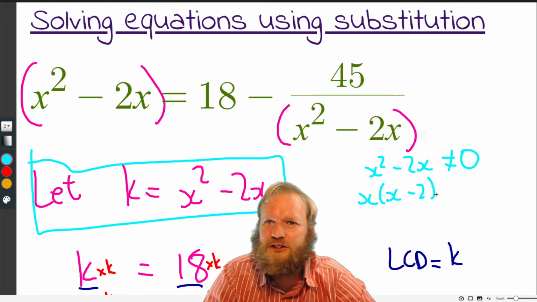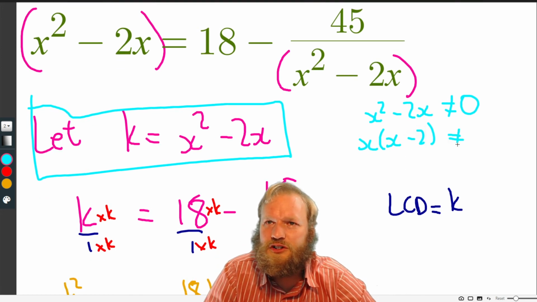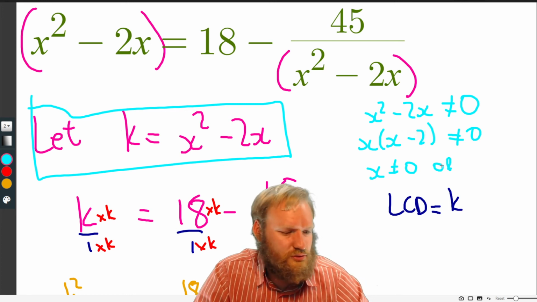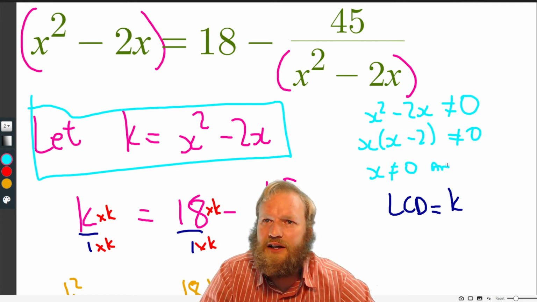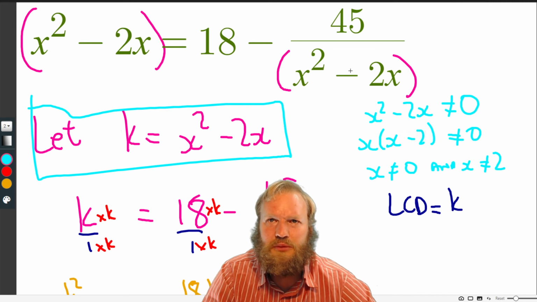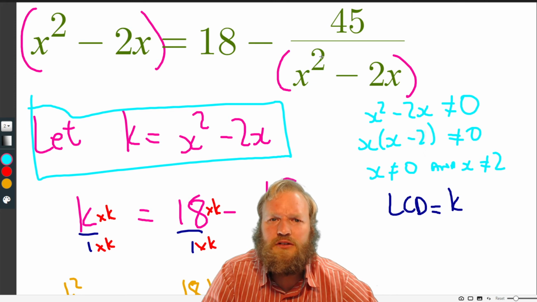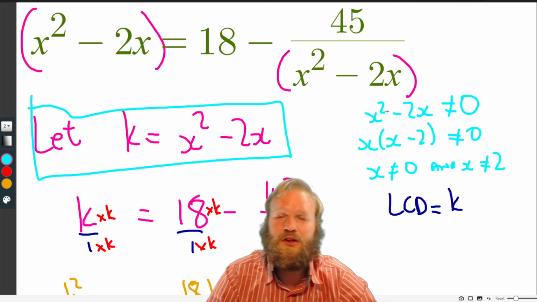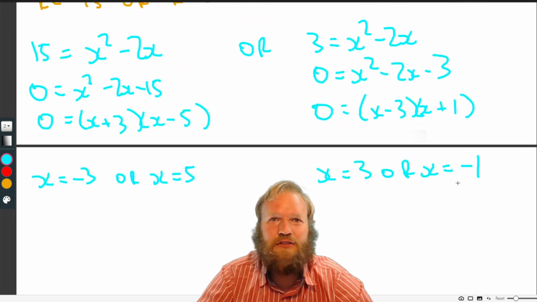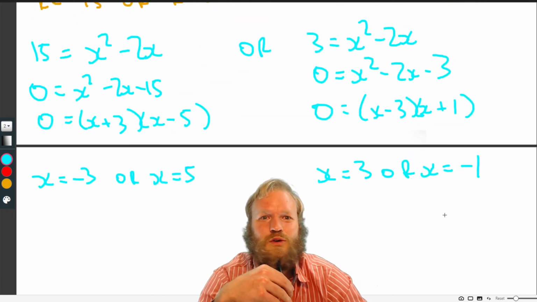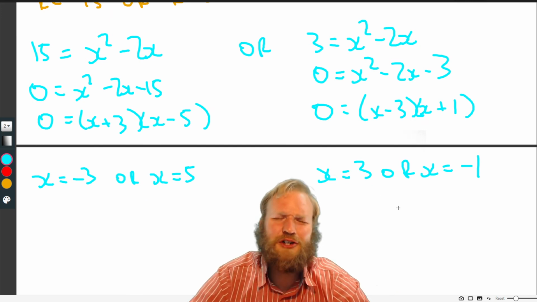So let's check. x times x minus 2 can't equal 0. So x can't equal 0, and x also shouldn't be 2. Because if x is 0, then 0 squared minus 2 times 0 is 0, right? 0 minus 0 is 0. And if x is 2, what's 2 squared? 4. 4 minus 4, 0. So 0 and 2. Were any of our solutions 0 or 2? No, they weren't. So then we're good to go.